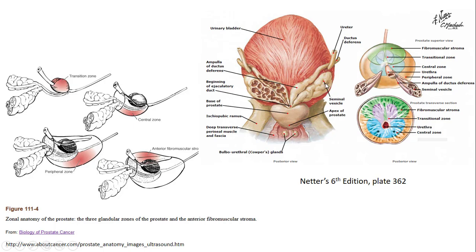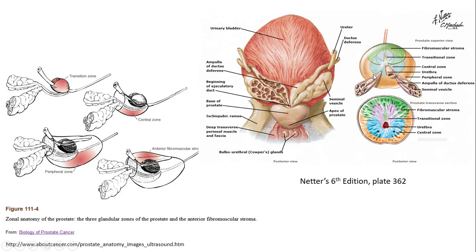And then the seminal vesicles come around. Here's the left and the right. And then you have the base of the prostate and the apex of the prostate and the Cowper's glands. This also says posterior view, but I feel as if they've taken the prostate off and then tilted the superior edge of it towards us, because this green area here is the fibromuscular stroma. You'll see it here and here, and that's the anterior portion of the prostate.